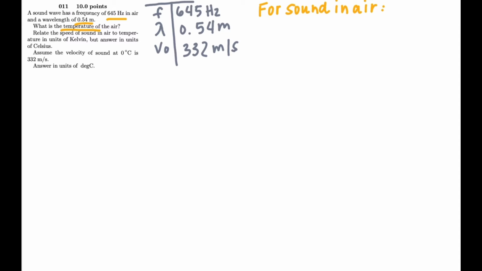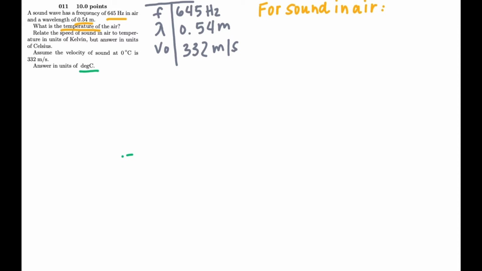So here we go. The problem says a sound wave has a frequency of 645 hertz in air and a wavelength of 0.54 meters. What is the temperature of the air? Relate the speed of sound to temperature in units of Kelvin, but answer in units of Celsius. Assume the velocity of sound at 0 degrees Celsius is 332 meters per second. It wants the answer in degrees Celsius, okay?